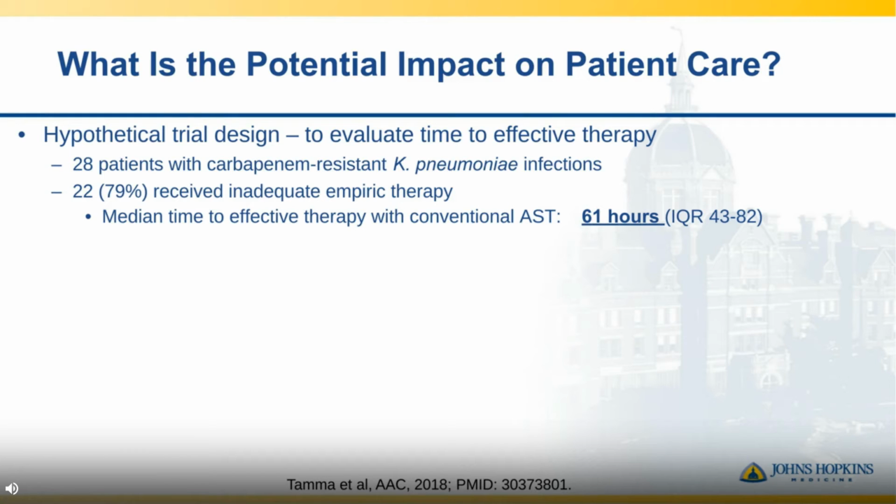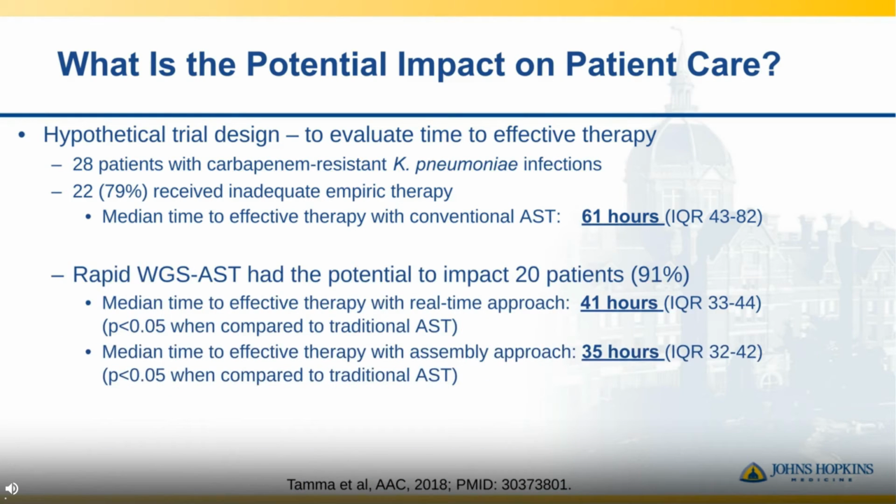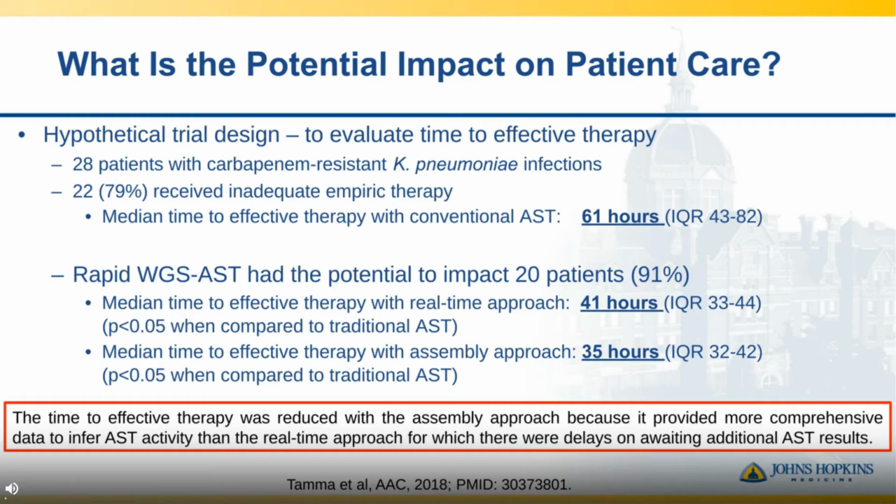Whereas if we would have applied a rapid whole genome sequencing approach to prediction, we had the potential to impact 20 of those patients, with a median time to effective therapy of 41 hours with the real-time approach, or 35 hours with the assembly approach. And you might be asking, why is the assembly approach quicker than the real-time approach? Even though the turnaround time of the laboratory methods was longer with the assembly approach, the reason is that the assembly approach provided more comprehensive data to infer the AST activity than the real-time approach, for which there were delays awaiting additional ASTs.